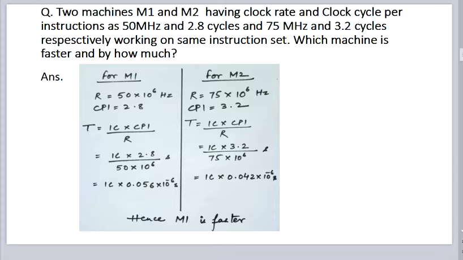So for M1 we have clock rate as 50 into 10 to the power 6 Hz, CPI as 2.8. For M2 clock rate is 75 into 10 to the power 6 Hz and CPI as 3.2. So time for machine 1 will be instruction count into CPI upon clock rate, that is IC into 0.056 into 10 to the power minus 6 seconds. For M2 time will be IC into 0.042 into 10 to the power minus 6 seconds.